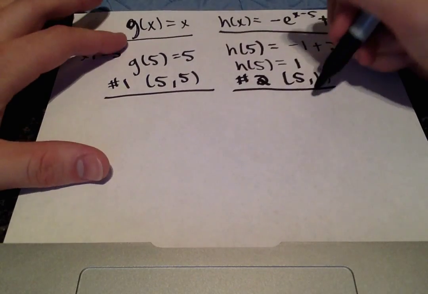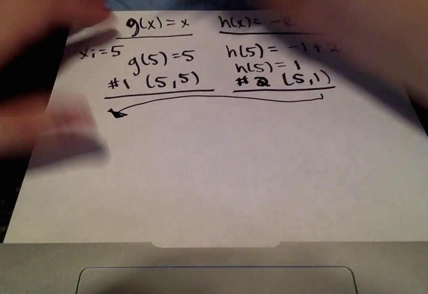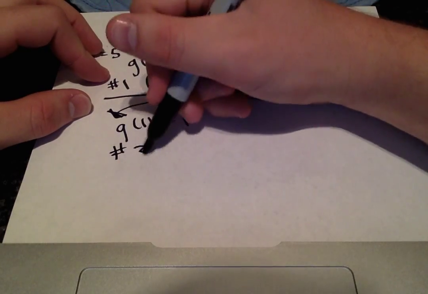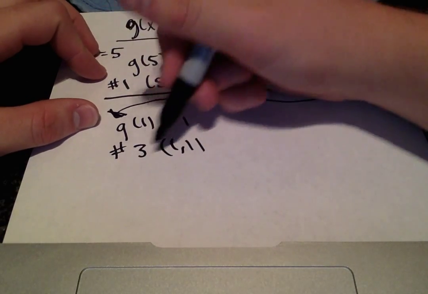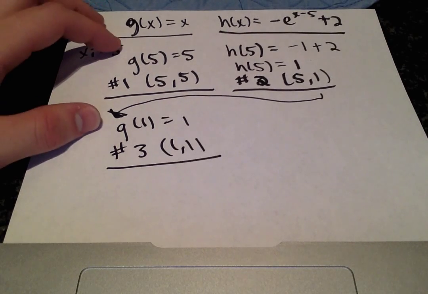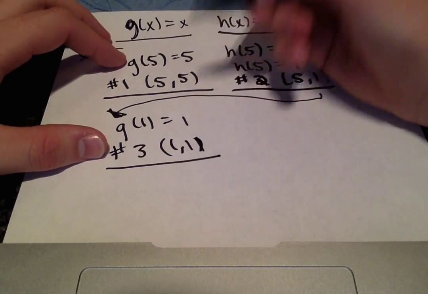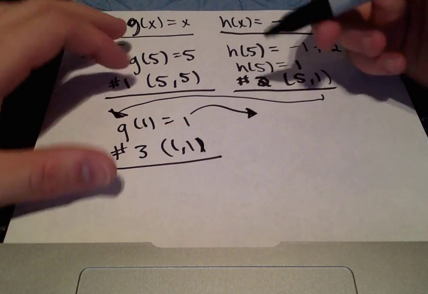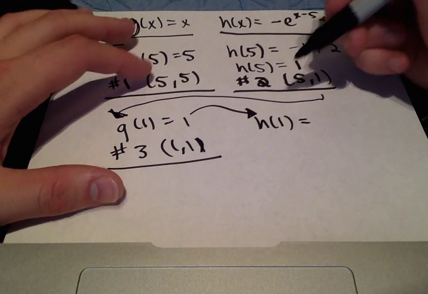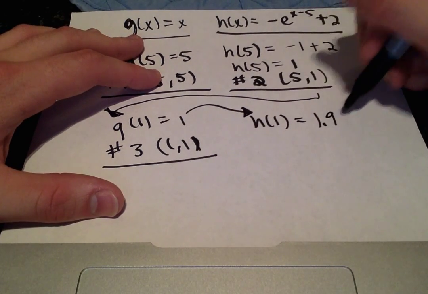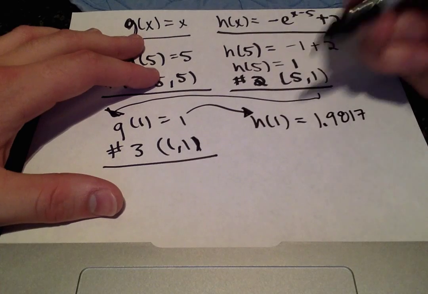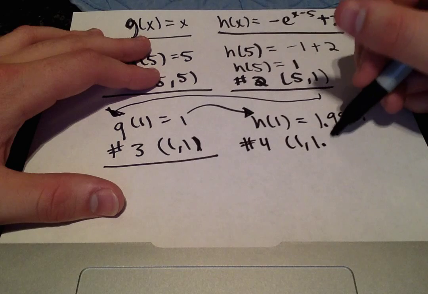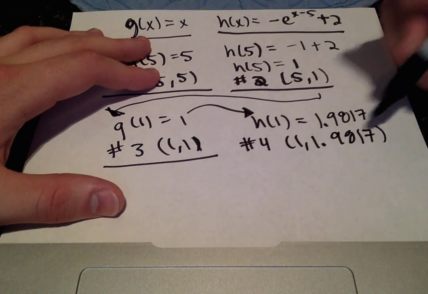And then the result of 1, we're going to plug back into g of x. So g of 1 is just 1, and that gives us our third data point, 1, 1. And to get our fourth and final data point, g of 1 was 1, so we'll plug that result into h, and we will get 1.9817. And our fourth data point is 1, 1.9817.